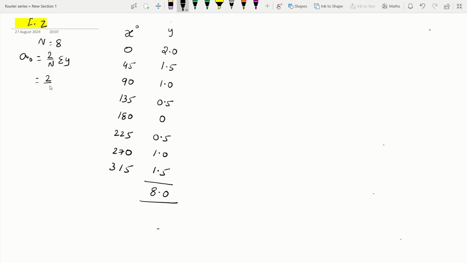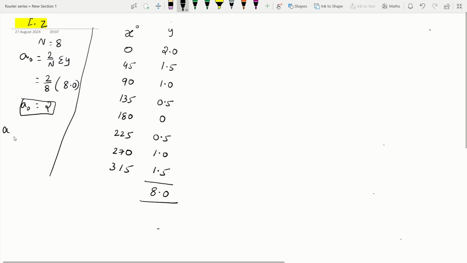So 2 by 8 into summation y, which is 8.0. Then the A naught answer is 2. I got A naught value as 2, the constant term. Okay. Next, the A1 formula I am writing: A1 is 2 by n summation y cos x.